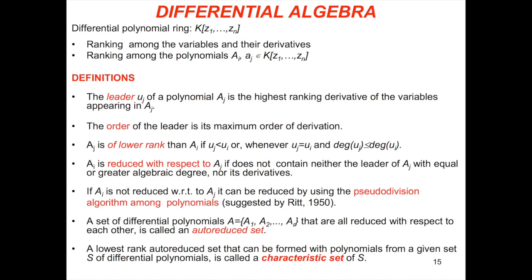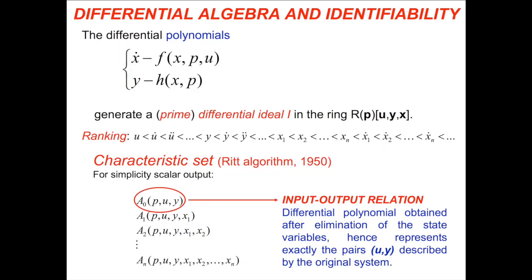The characteristic set is a set of differential polynomials which have nice properties for the identifiability analysis. And the basic idea to calculate the characteristic set is to generalize the Euclidean algorithm to multivariate polynomials using the pseudo division algorithm. So I show you how the characteristic set plays a role in the identifiability. The idea is to consider the polynomials defining our dynamic system as generators of a differential ideal. And since we start from a state space description, we know that this ideal is also prime and unique.